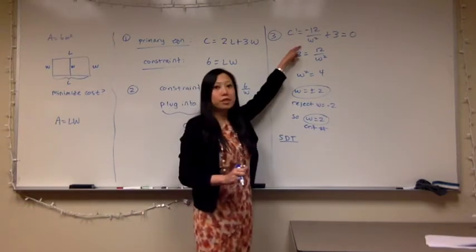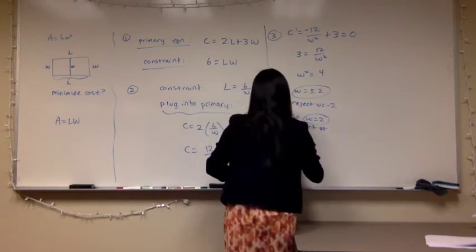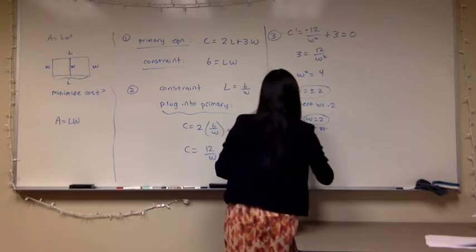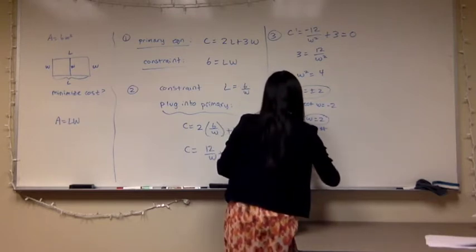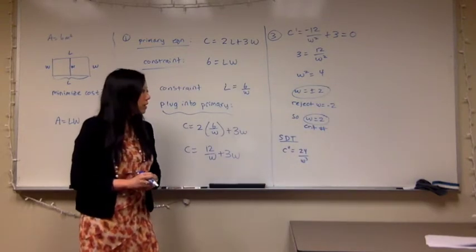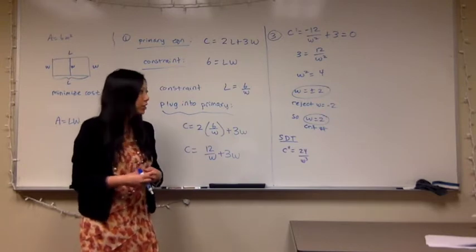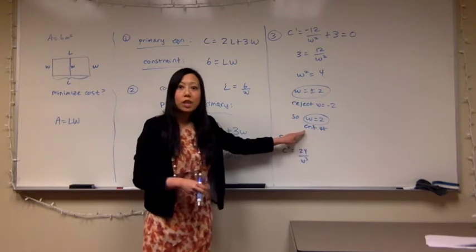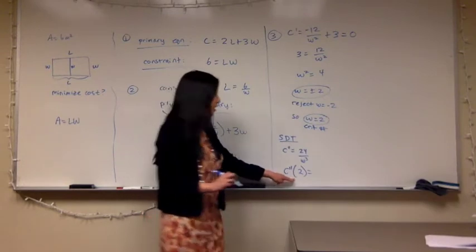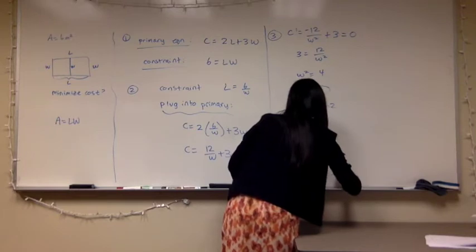So there's my first derivative, right? Now I'm just going to take the derivative of that to get the second derivative. So I have C double prime equals negative 12 times negative 2, which is 24 over W cubed, plus 0. Now, using the second derivative test, I want to see if that's positive or negative at the critical number. Well, at the critical number, if I plug 2 in, I get 24 over 2 cubed, which is positive.